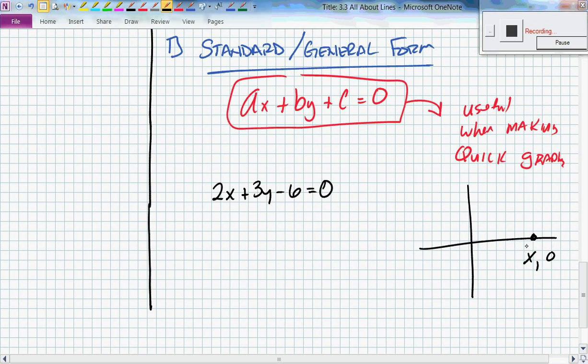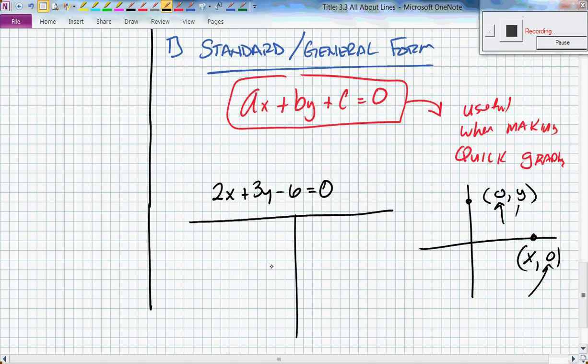How fast was that? That was fast, huh? How do I find the y-intercept? What do I do? Oh, make x 0. So that means I have 3y minus 6 is 0. So that must mean that y is equal to 2. So the point that I have is 0, comma 2.